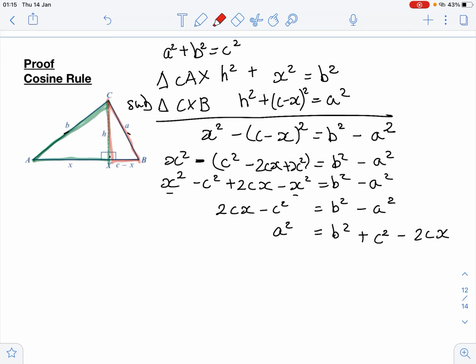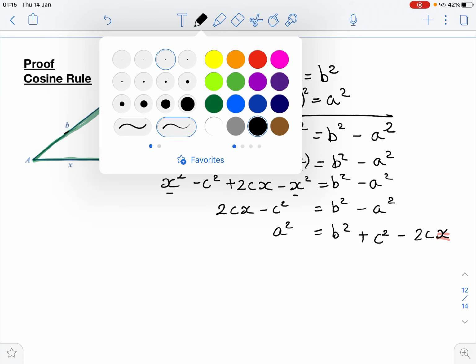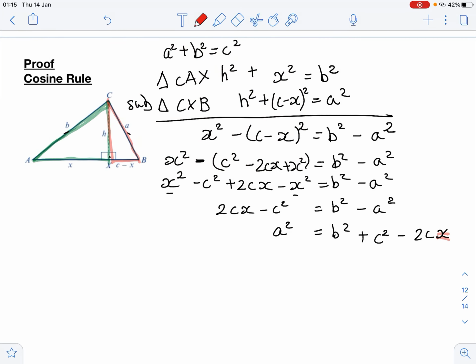So now we just need to find how we get the x. We get this x by using our SOHCAHTOA. If you remember SOHCAHTOA, we want to replace x with b cos A. So how are we going to do this?